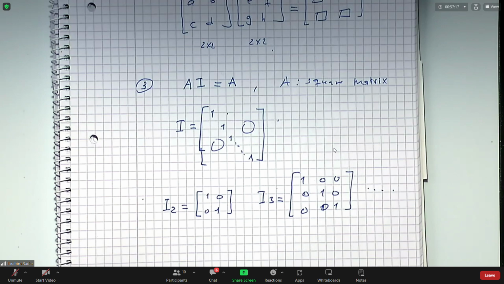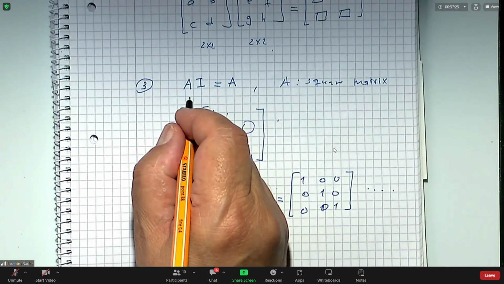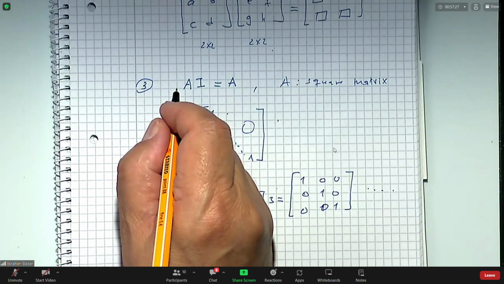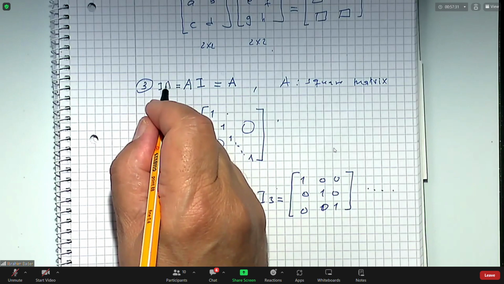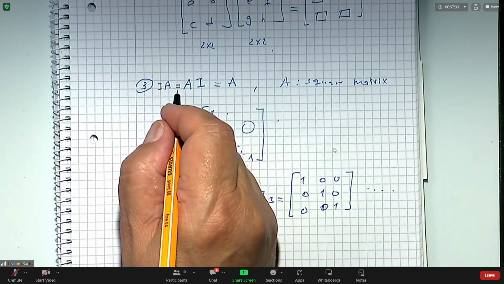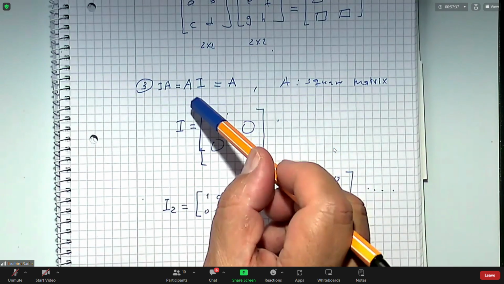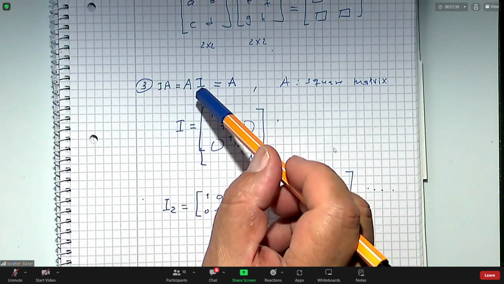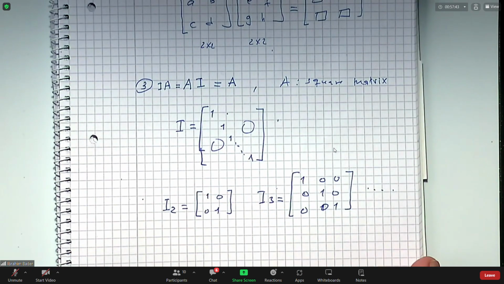Yes, sir. Okay. Now another thing about square matrices, sorry, multiplying by the identity: it will also be the same if you multiply it from the left or from the right. So here I just write it: I multiplied by A is equal to A multiplied by I, which is not always the case, as we just noted in the first note here.